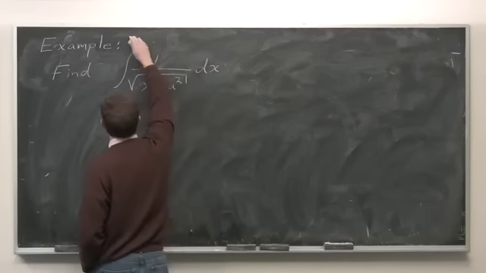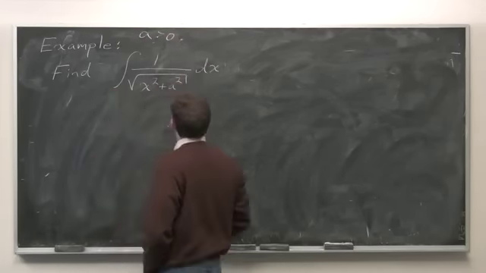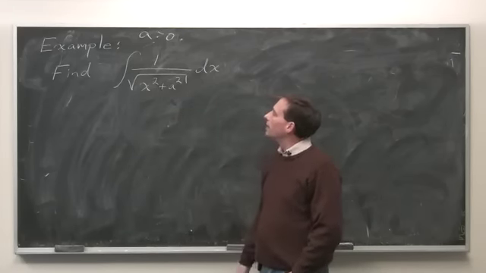So suppose a is a constant greater than 0. Let's find a nice formula for this antiderivative. We could use normal trig functions here. You could make the substitution that makes x equal to a tan theta. So that really means you're defining theta to be the inverse tangent of x over a.